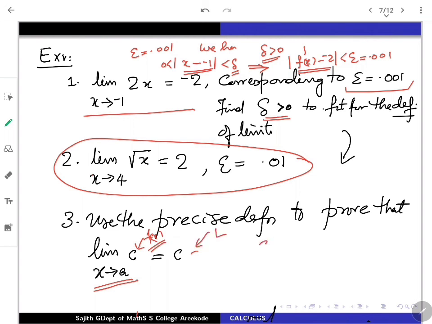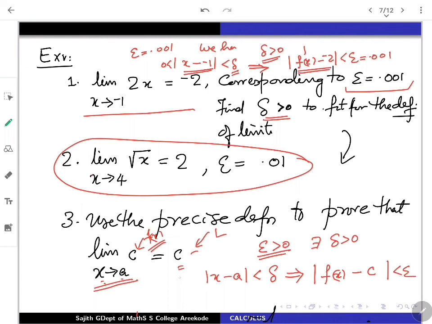What we want to show is this: start with any epsilon, any positive number. Then you should find a delta greater than 0, depending on this epsilon, in such a way that the distance between x and a, that is modulus of x minus a, is less than delta. That will guarantee that modulus of the functional value f of x, here c, minus L, which is again c, is less than epsilon. You will avoid x equals a. This is what it means.